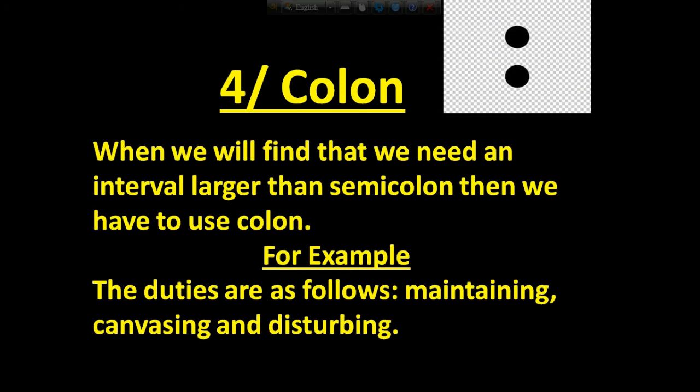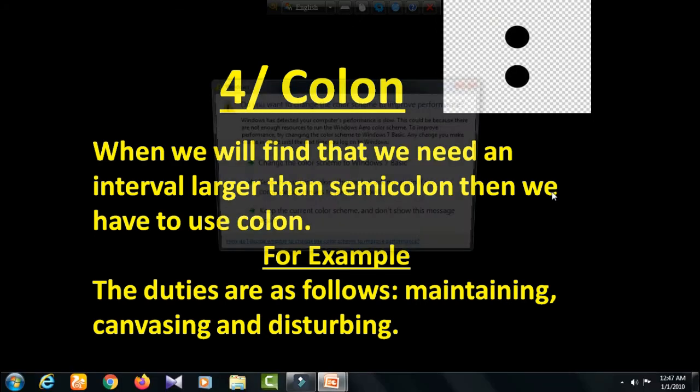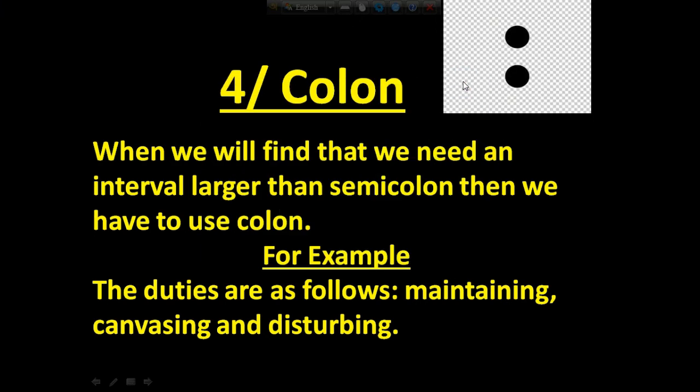Actually, when we find that we need an interval larger than a semicolon, that means it is very important. A semicolon is larger than a comma, and a colon is larger than a semicolon, so then we have to use a colon. For example, the duties are as follows: maintaining, canvassing and distributing. Actually there are three examples: maintaining, canvassing and distributing. So I have to use "the duties are as follows." Okay, I think it is clear now.